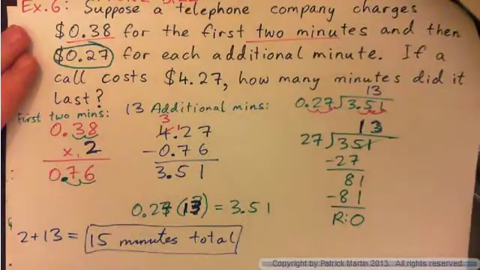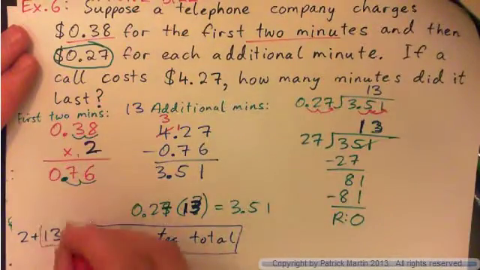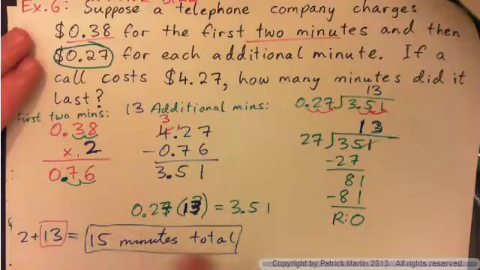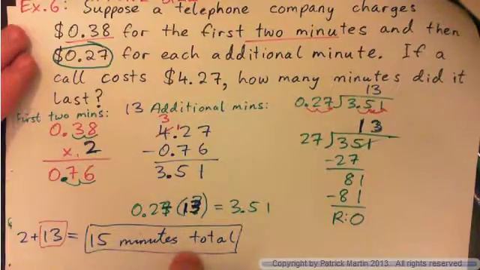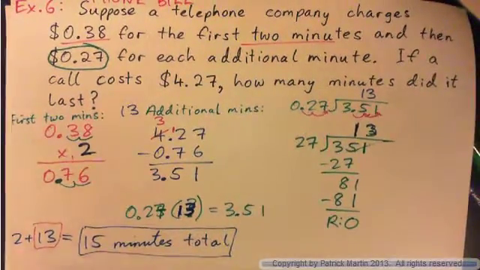So they might ask you for the total minutes. If they ask you for the additional minutes, the answer would be 13. If they ask you for the total minutes, the answer would be 15, right? Because you'd add the 2.